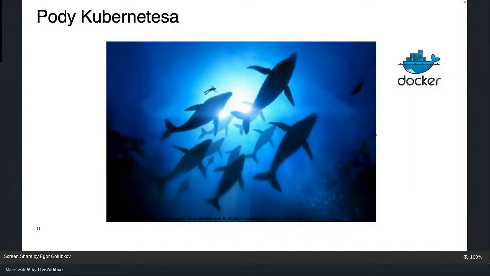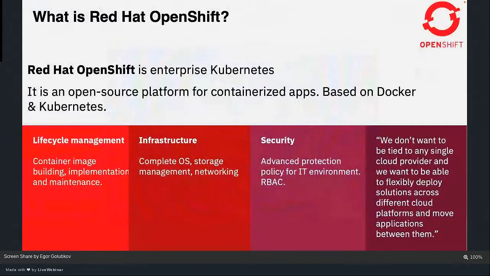And then moving forward, we have OpenShift that we were talking about at the beginning. Red Hat OpenShift is basically Kubernetes, but for the enterprises. That means that it gives some more features on top of Kubernetes, which I'm going to talk about later. You can imagine OpenShift as a very, very strong Kubernetes. So at the end, it's an open source platform for containerized applications. It is based on Docker and on Kubernetes. And what it gives additionally is, for example, lifecycle management.